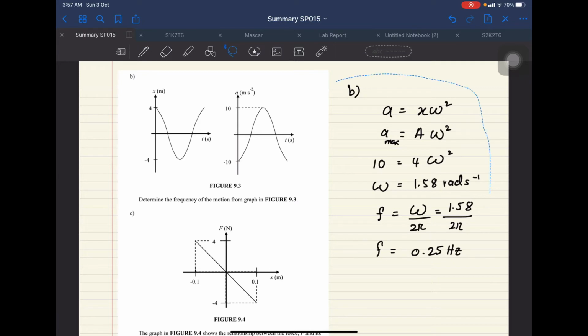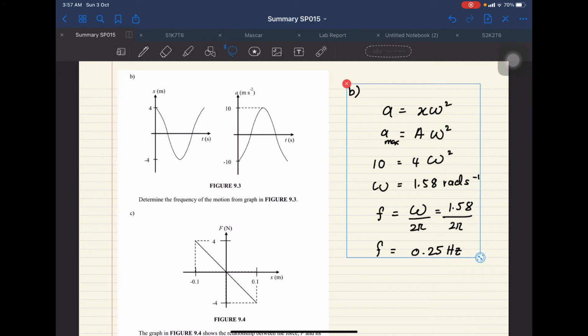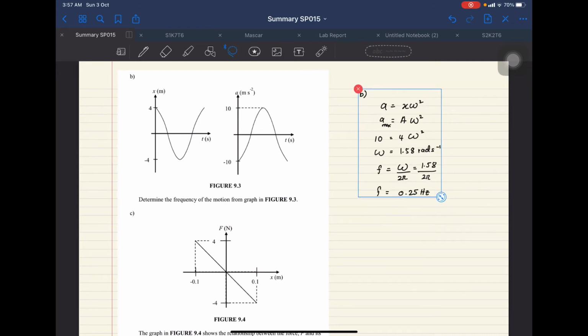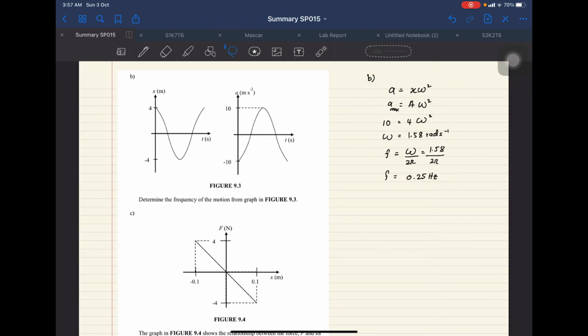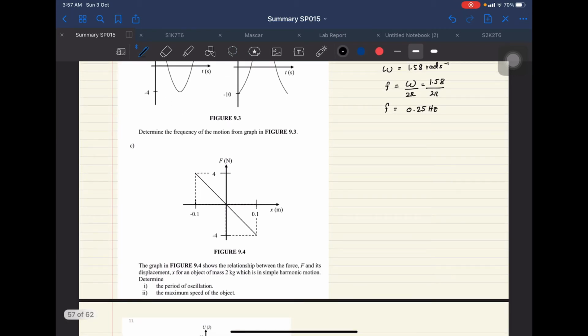I'm going to make this one a little bit smaller. Then for question C, they give you a graph of F against x, and then they ask you to find the period of oscillation and the maximum speed of the object.